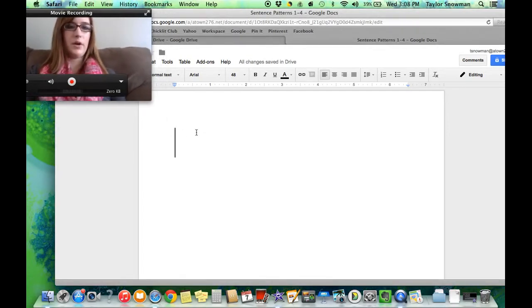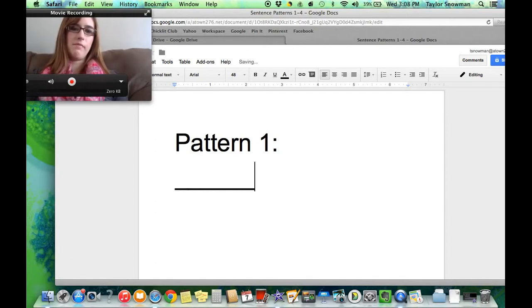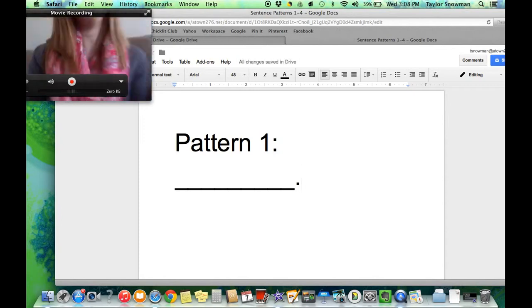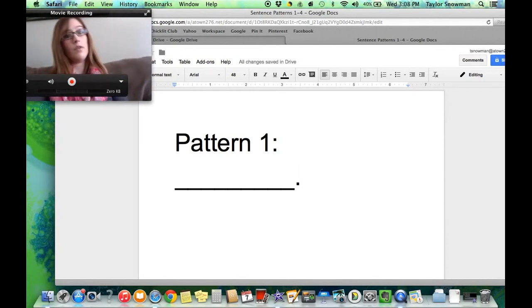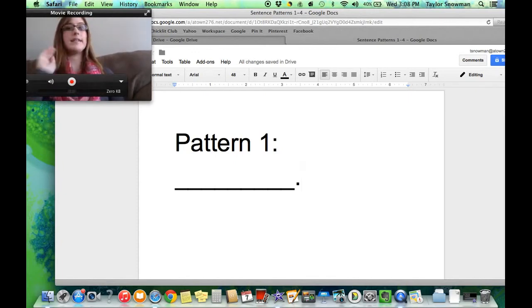Okay, so pattern 1. Now, remember there are 8 patterns. We're going to start with 1. Now, remember, pattern 1 looks like this. Period. Okay? Now, if you remember correctly, this flat line indicates it's an independent clause, which means it's like a sentence that can stand on its own, basically. So, a pattern 1, all it is, is an independent clause with a period.